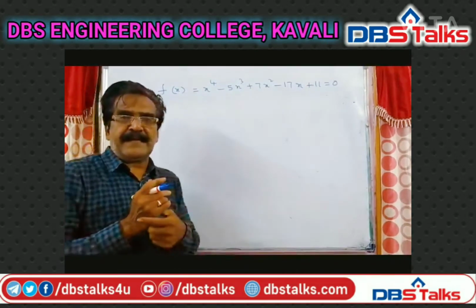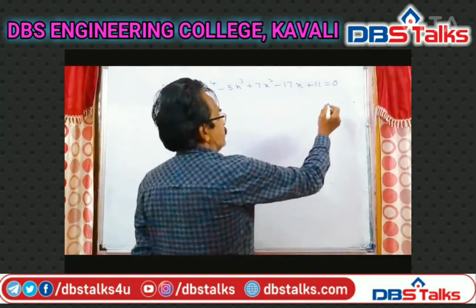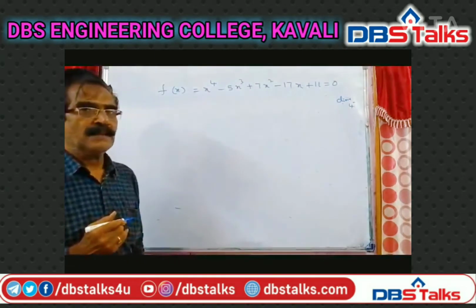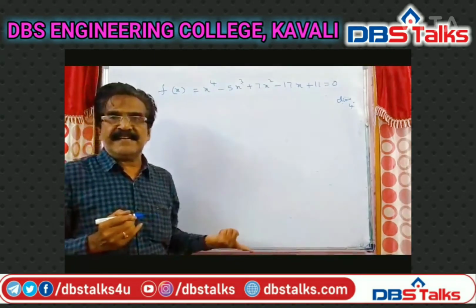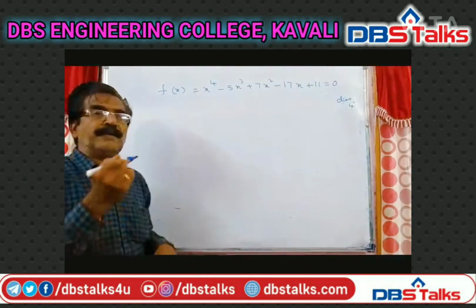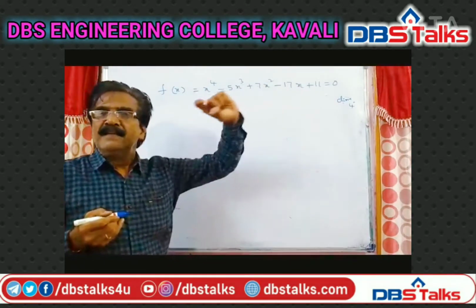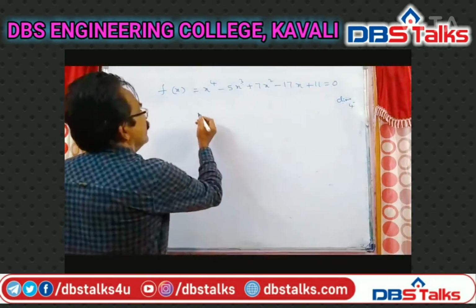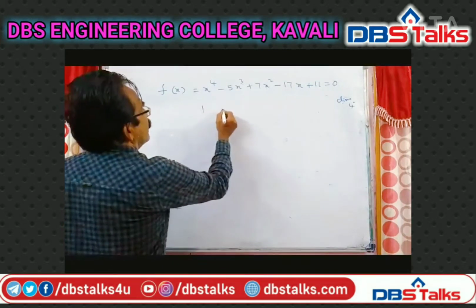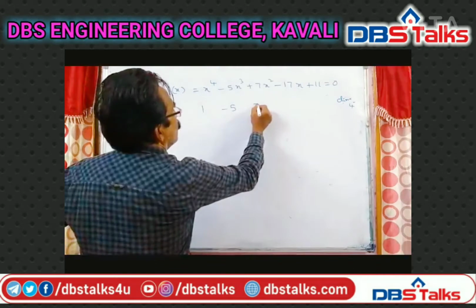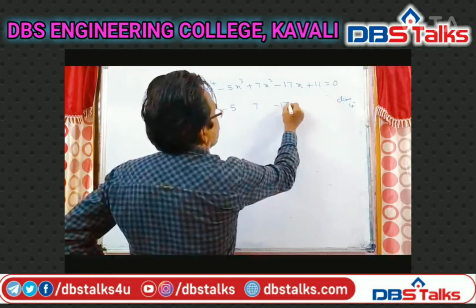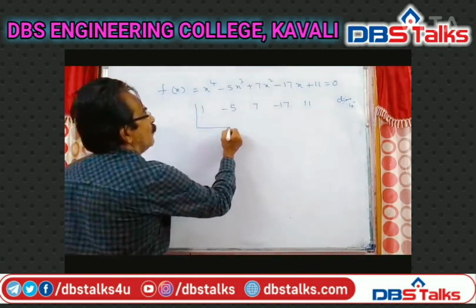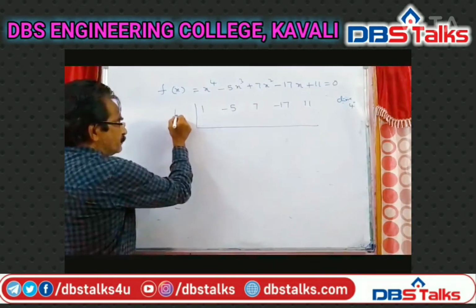Roots are diminished by 4. So one way is by substituting x is equal to x plus 4 in this polynomial. That is a big task. So instead we go by this way. Coefficients are 1, minus 5, 7, minus 17, 11. So diminish it by 4.